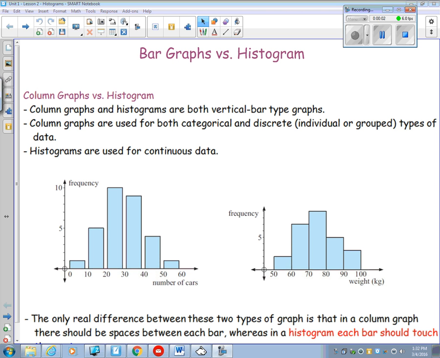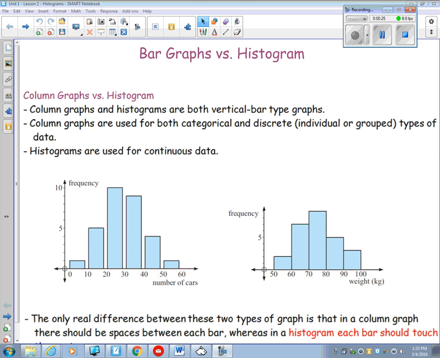In this lesson, we're going to take a look at bar graphs and their close cousin, histograms. Remember, IB calls bar graphs column graphs, but same idea. Column graphs and histograms are both vertical types of bar graphs. We use column graphs or bar graphs for categorical and discrete data, so our bars are separate things, whereas a histogram is used for continuous data.